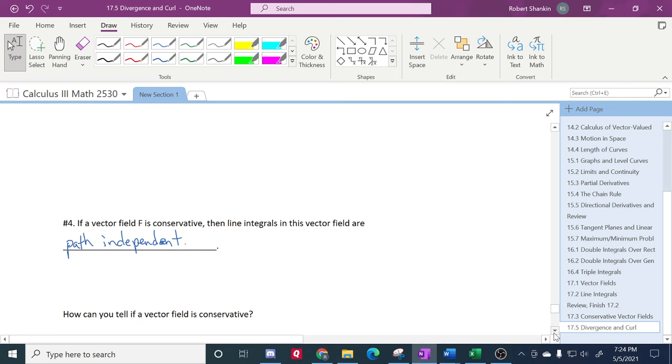Type in the answer you think to this question. How can you tell if a vector field is conservative? Go ahead and hit enter. Group 2, how would you answer this? How can you tell if a vector field is conservative?